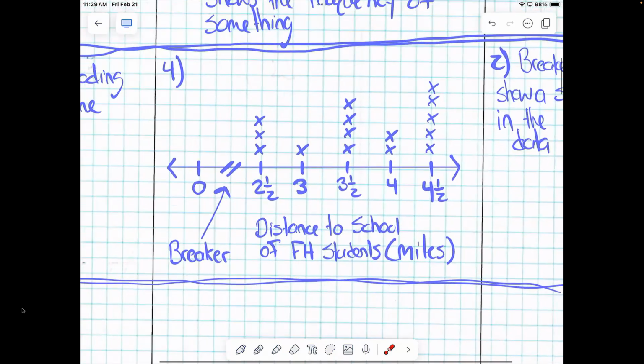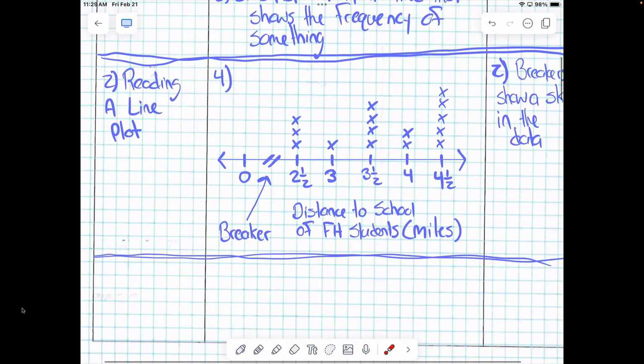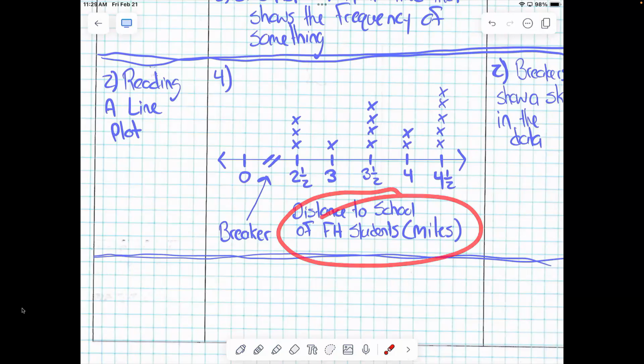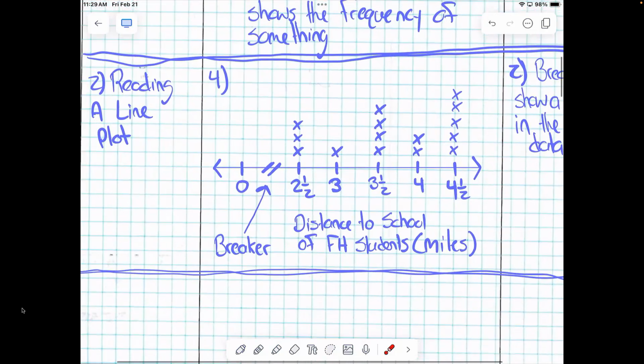Line plots, let's just go down and talk about them. Is this a line plot? Yes. A line plot shows how much or how many times something happens, yes? So in this situation, we're talking about the distance to school of Forest Hill students. If I asked you how many kids live 3 miles from Forest Hills, could you answer that question pretty quickly? According to this data, it's 1, right?